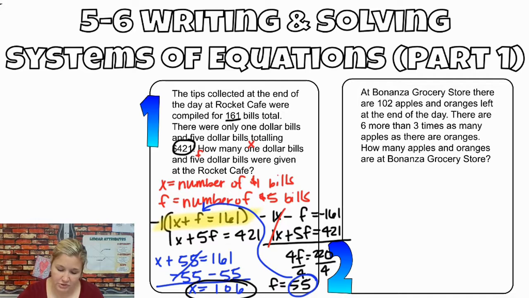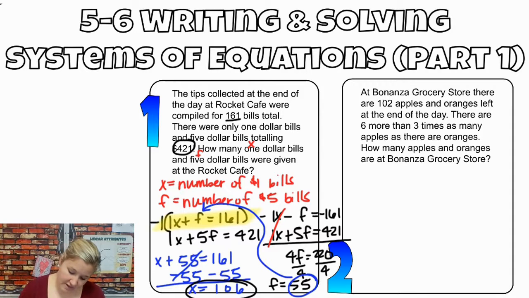Now looking at example 2: at Bonanza grocery store, there are 102 apples and oranges left at the end of the day. There are 6 more than 3 times as many apples as there are oranges. How many apples and oranges are at the store? So remember, I want to name those variables first. I'm going to have 2 variables in 2 equations.